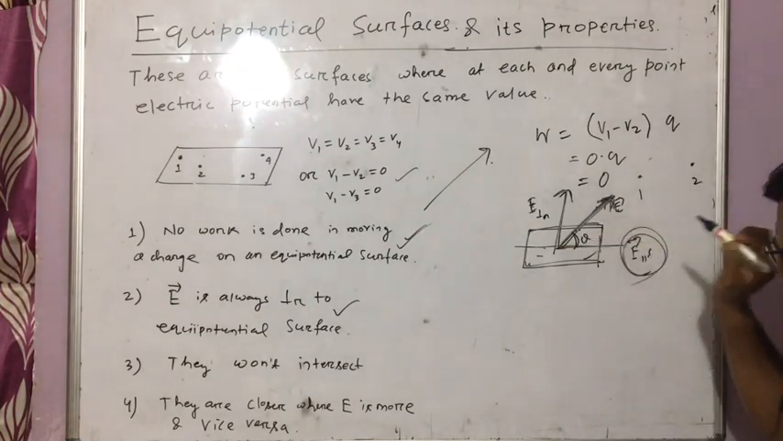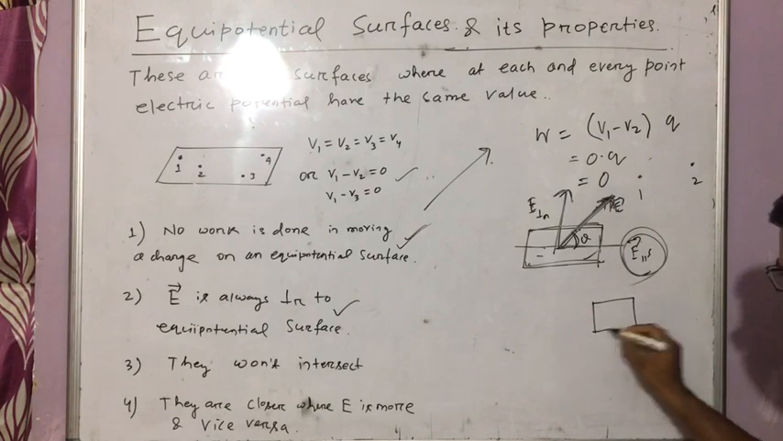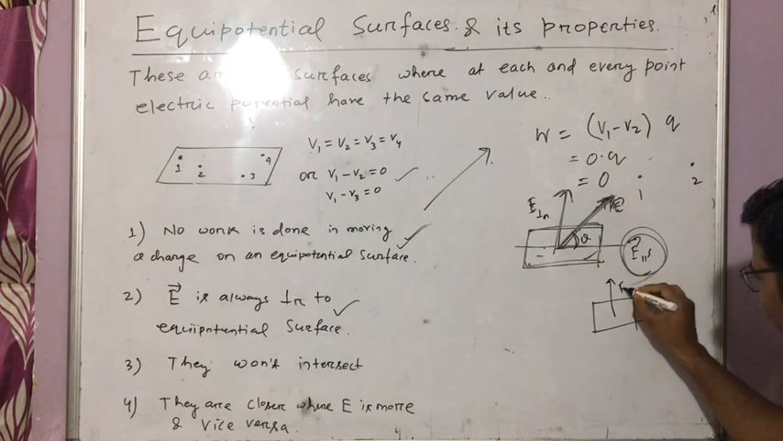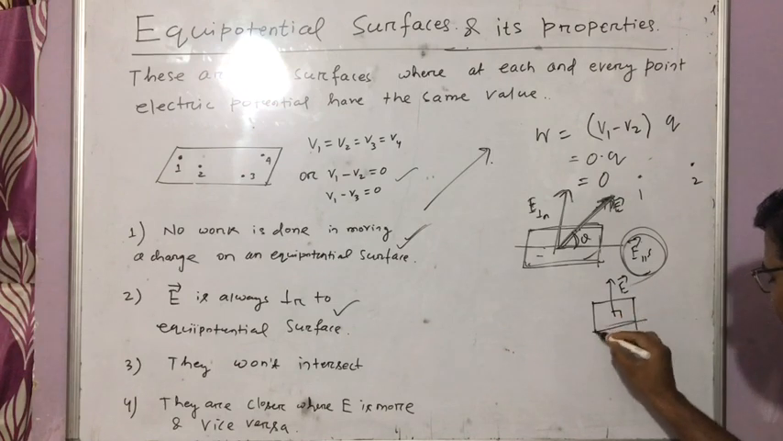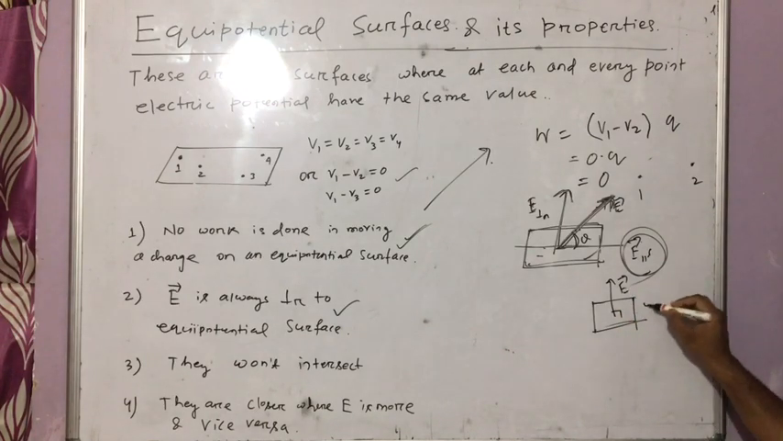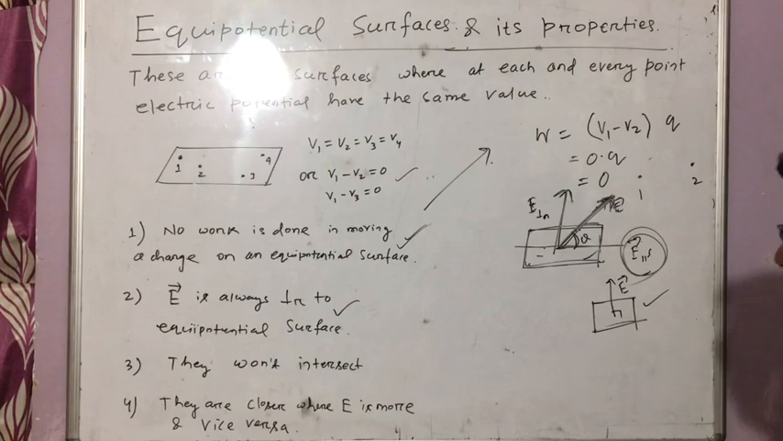So the only component will be what? If this is the surface, it will be your normal component. This means the equipotential surface and electric field are perpendicular to each other. Try to understand it.